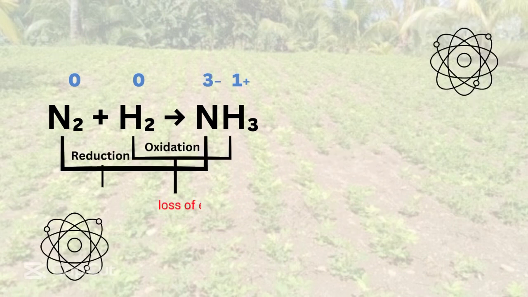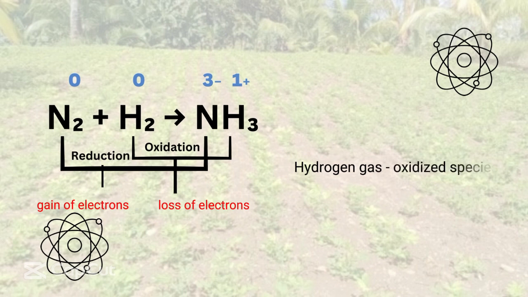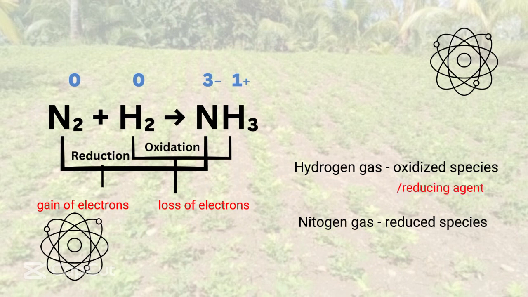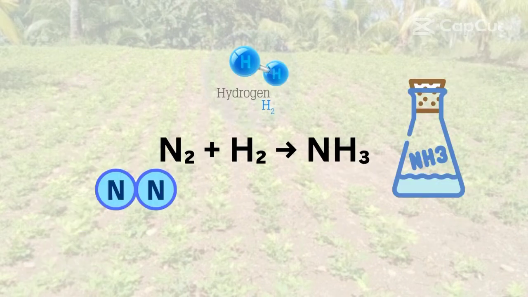Hydrogen gas lost some electrons, and nitrogen gas gained electrons. Along with this, the oxidized species would be hydrogen gas, while the reduced species would be nitrogen gas. If hydrogen gas is the oxidized species, then it is the reducing agent. If the nitrogen gas is the reduced species, then it is the oxidizing agent. Then, we balance this equation.